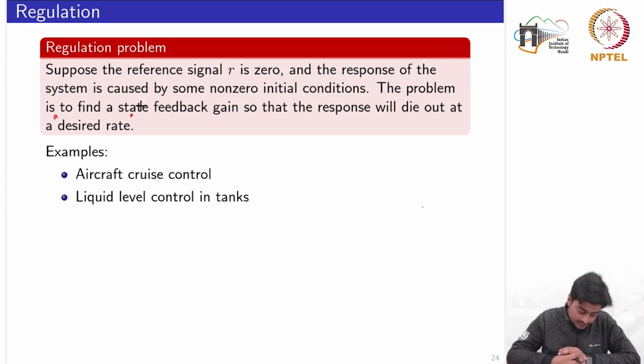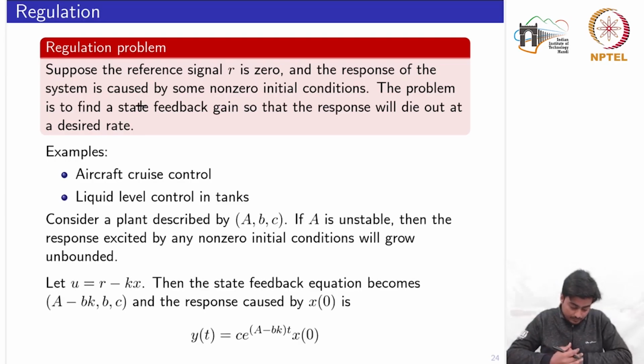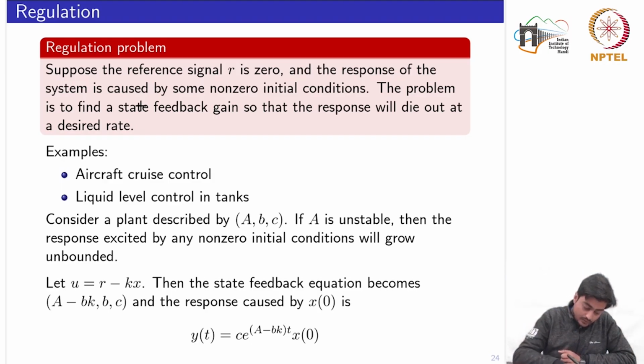There are many examples, the first one being the aircraft cruise control, or the liquid level control in tanks. Consider the plant described by the triple A, B, C. If the system A is already stable, then for the zero reference signal and non-zero initial conditions, the response of the plant would be stable and tend towards zero. But in that case, you won't be able to achieve a certain desired rate. So we need to design a state feedback controller K so that we could place the eigenvalues at some desired location.